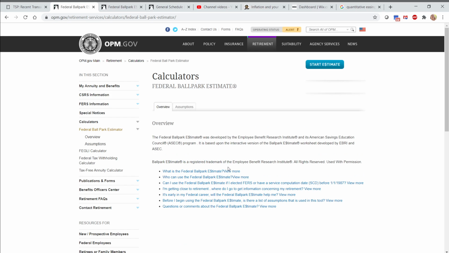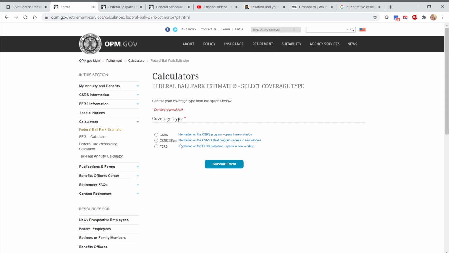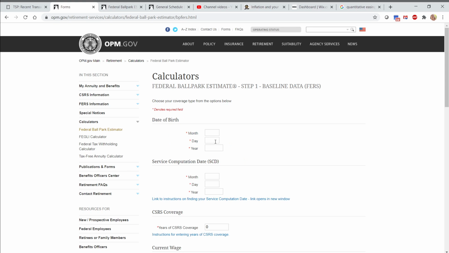This calculator, once again, can be used by people that just want to know how much they could have in retirement if they put aside a set amount of money. This calculator is really good because it takes into consideration such things as wage increases, inflation, and I'll show you the rest here pretty soon. So you go ahead and click Start Estimate and go to FERS, Submit Form.